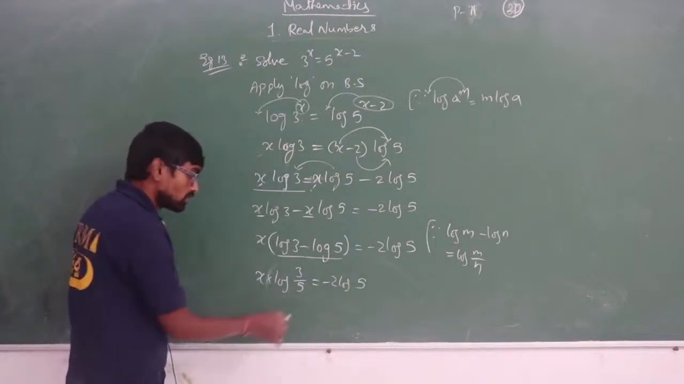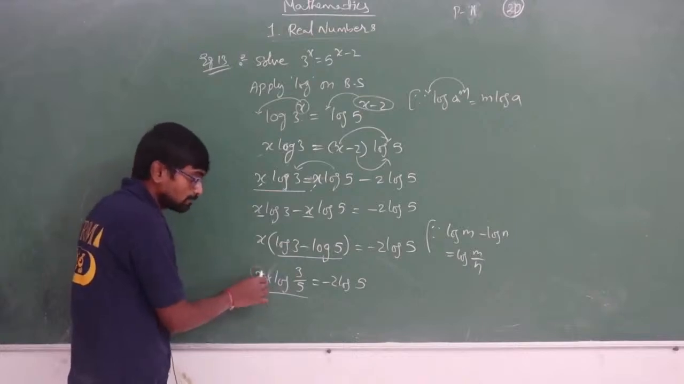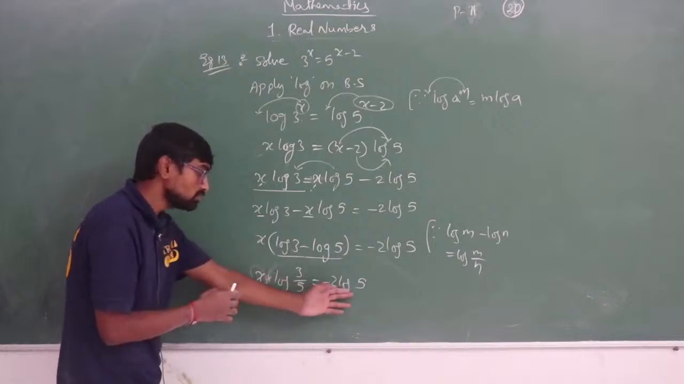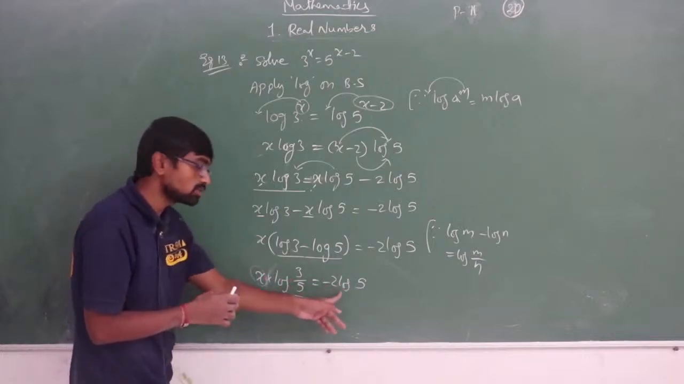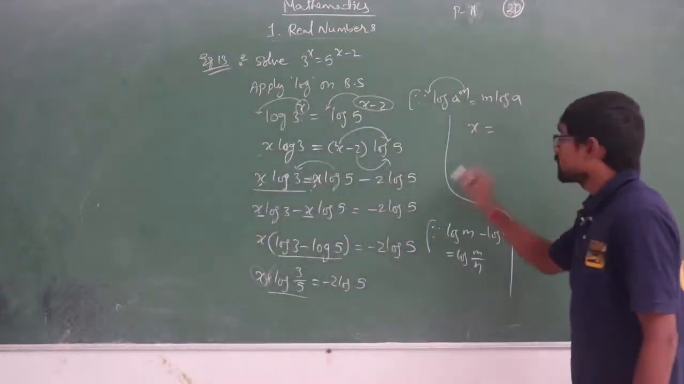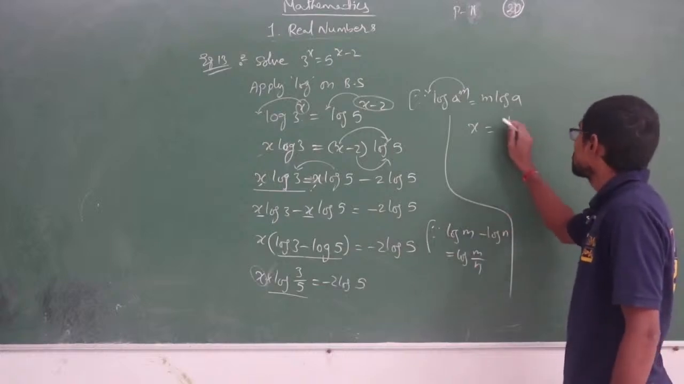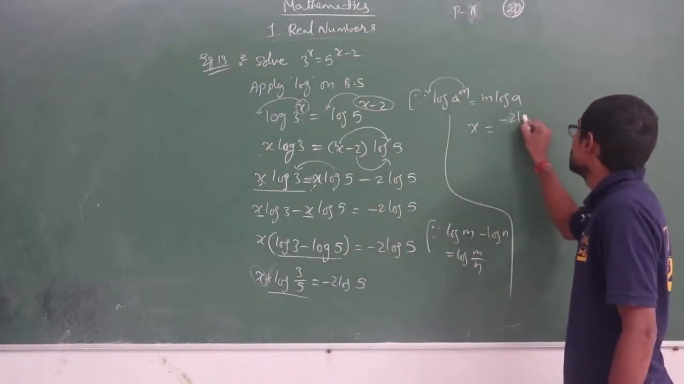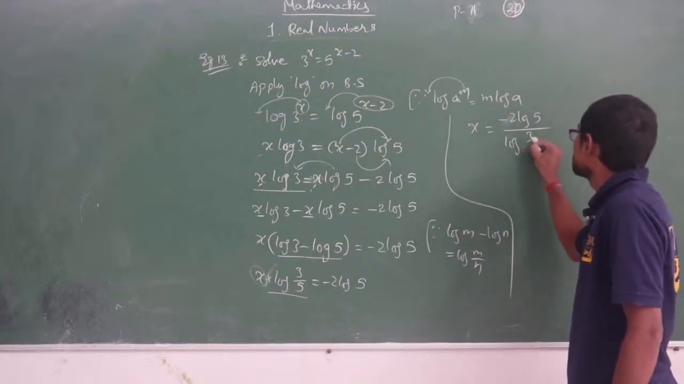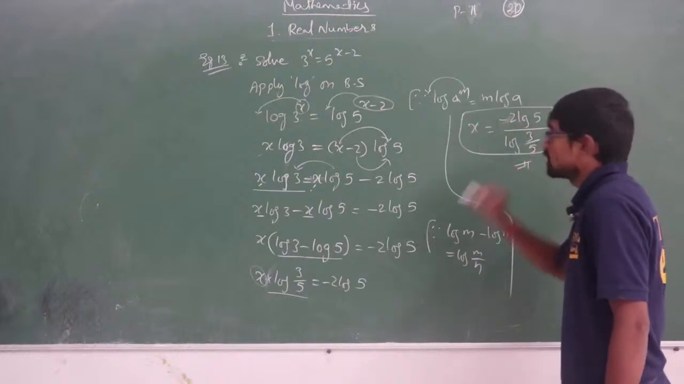So now log 3 by 5 is multiplying to x, I will keep x here, and use the multiplicative inverse of this. It is multiplying here, so if it goes to the other side it will divide, isn't it? So I will keep x here, and I will get minus 2 log 5 divided by log 3 by 5, this is our required answer.